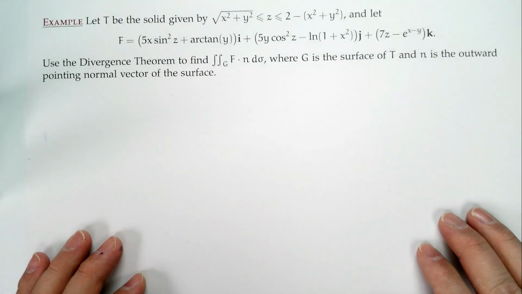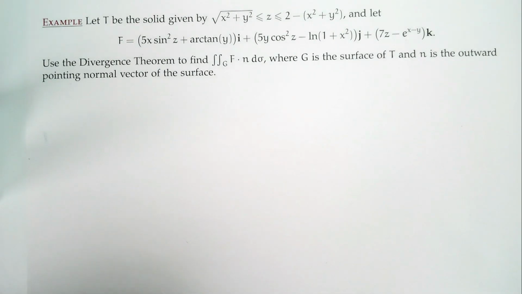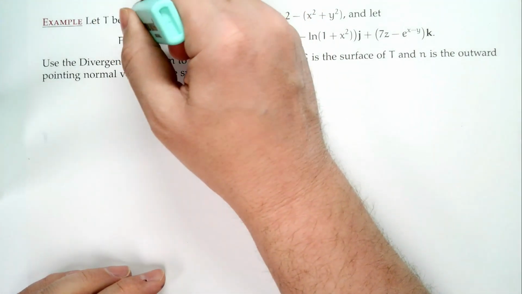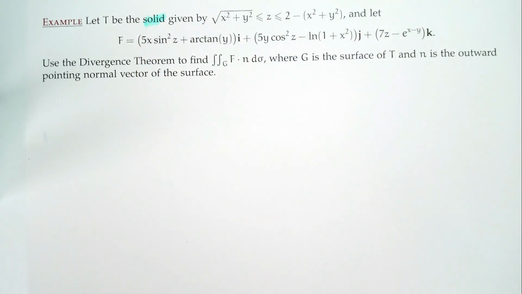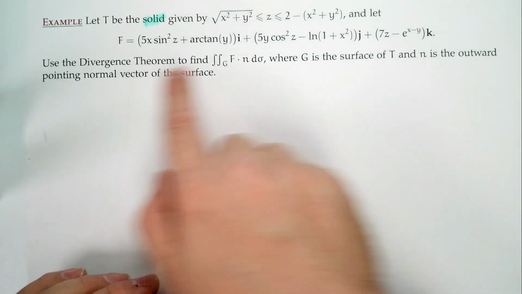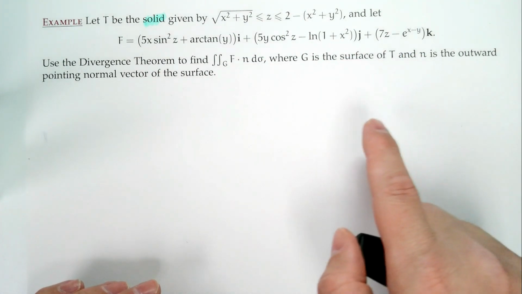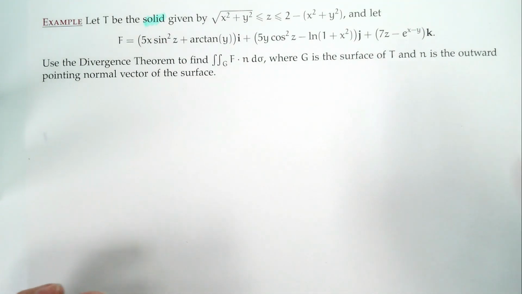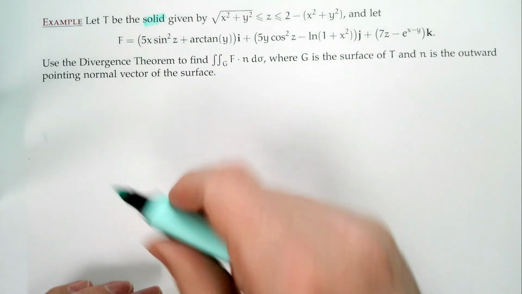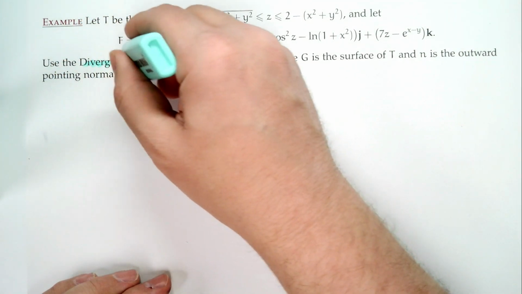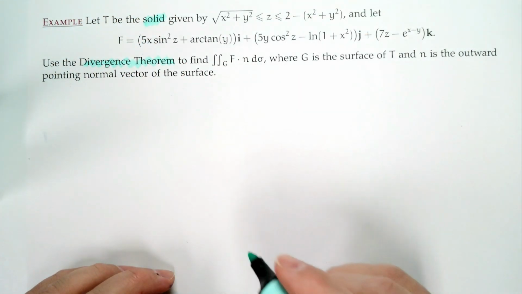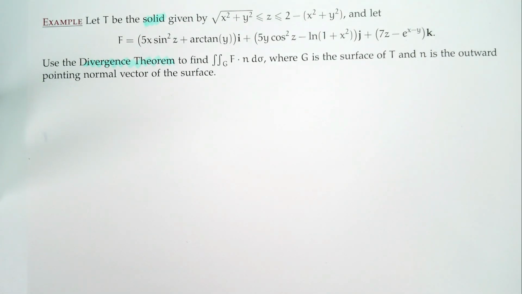Okay, well, let's keep going. Let T be the solid. Oh my gosh. Right away, they're dropping hints. It's a solid. It's given by square root of x squared plus y squared is less than or equal to z is less than or equal to 2 minus quantity x squared plus y squared. And we have our function f, which looks terrible. And it's like, we don't want to integrate that. Well, let's find out if we have to. Use the divergence theorem. Okay, that's a pretty big clue that we're going to use the divergence theorem to find the integral of f dot n d sigma.